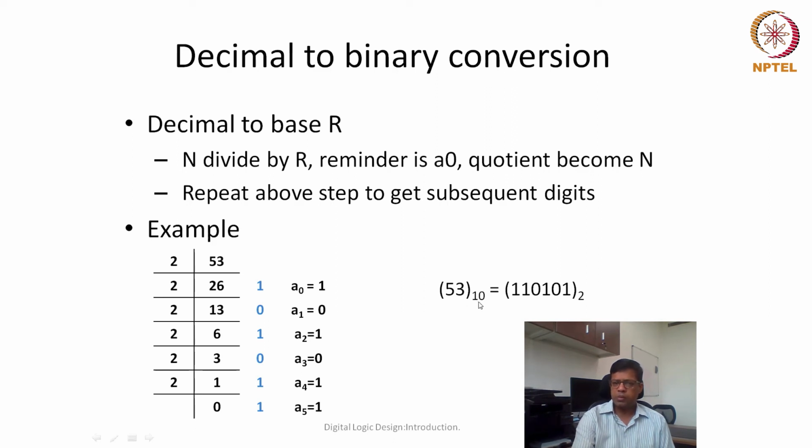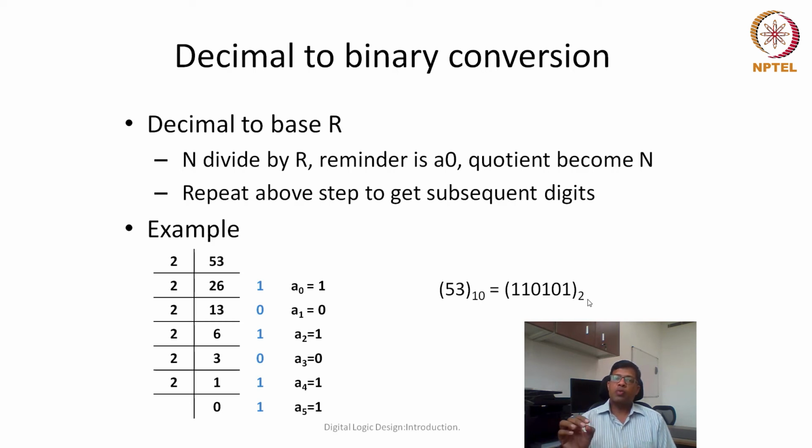Whenever 53 with subscript 10 is written, that means the number is represented in decimal form, and whenever subscript 2 is given, that means the number is represented in binary form. Whenever we talk in questions, in exams or in slides, by default we represent a number in decimal form. So if there is no radix specified, the number is in decimal form. If a radix is specified, then that is the representation of that number.